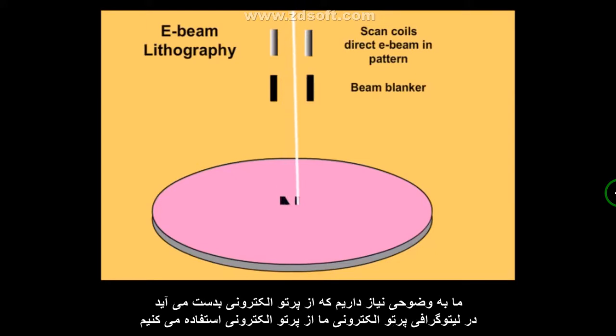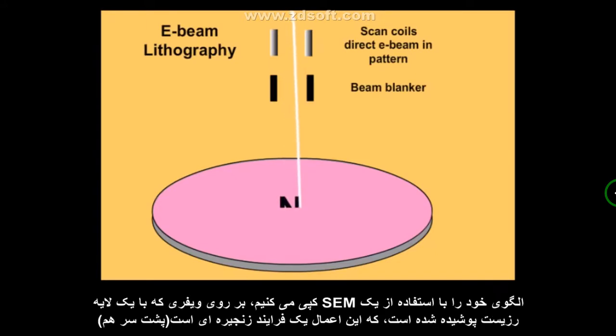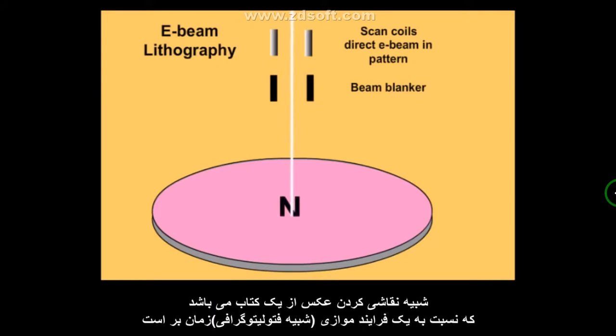In E-beam lithography, we use the electron beam of an SEM to copy our pattern onto a wafer coated with resist. It's a serial process, like tracing a picture out of a book, and so it takes much longer than a parallel process like photolithography.